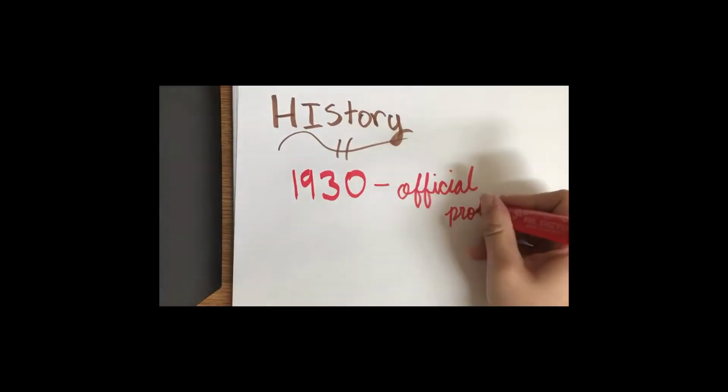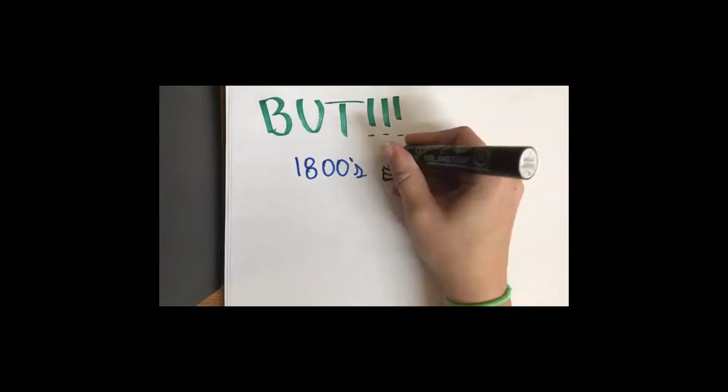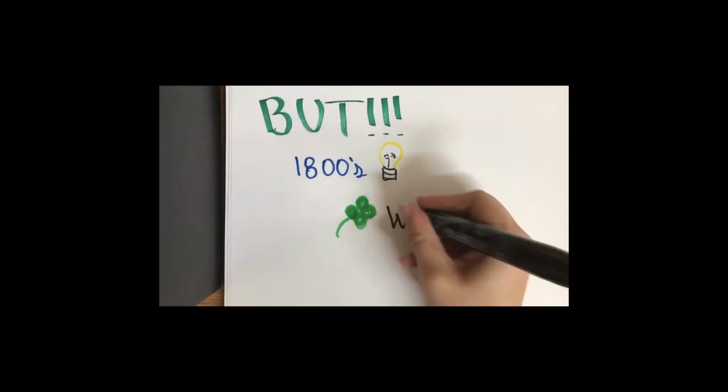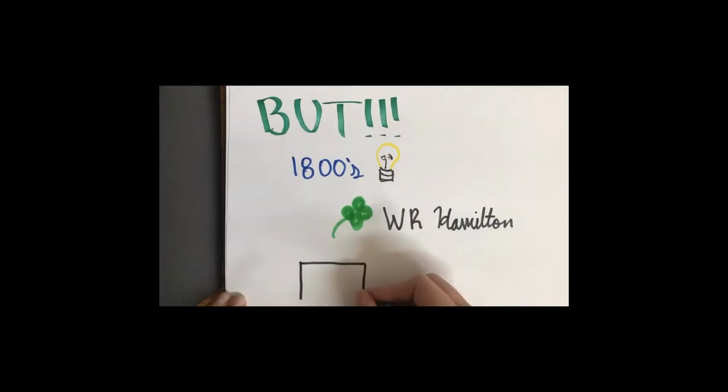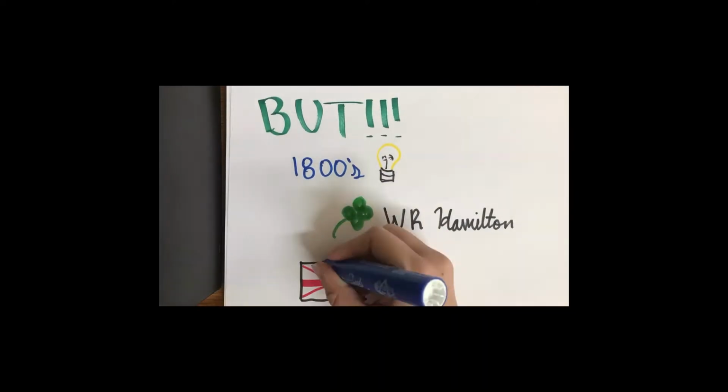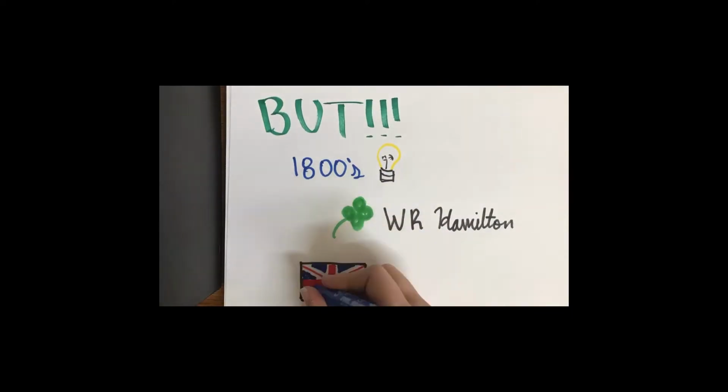The official problem that you heard just moments ago was created in 1930. But people have been thinking about this problem long before then. In the 1800s, an Irish mathematician, W.R. Hamilton, and a British mathematician, Thomas Kirkman, created the first mathematical version of this problem.